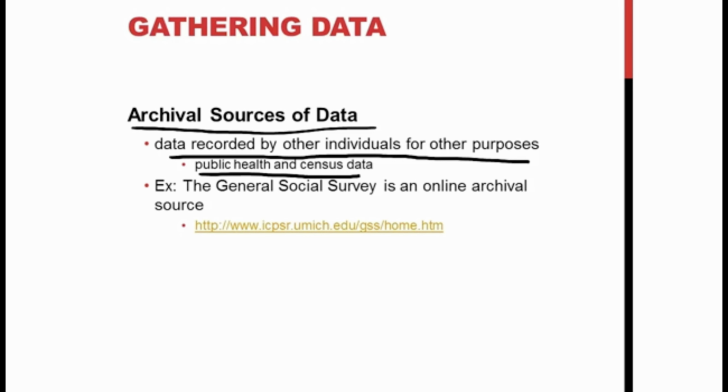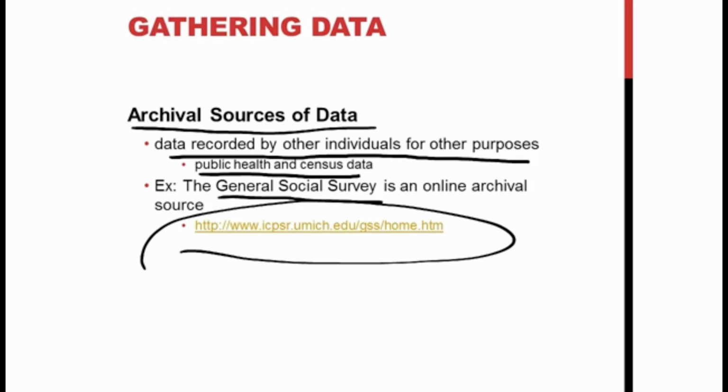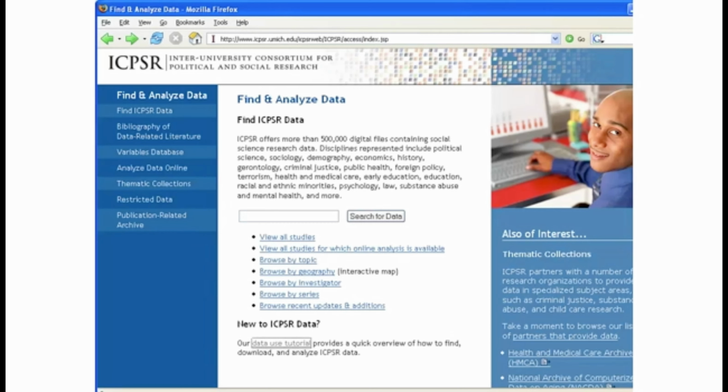One example of an archival source of data that you could use is the General Social Survey. That is available, and it's an online archival source that researchers have access to. It shows you information like this. You have the database once you've requested access to it, and you can search for topics. You can view all studies, browse by topic, browse by geographical area, or browse by a favorite investigator.